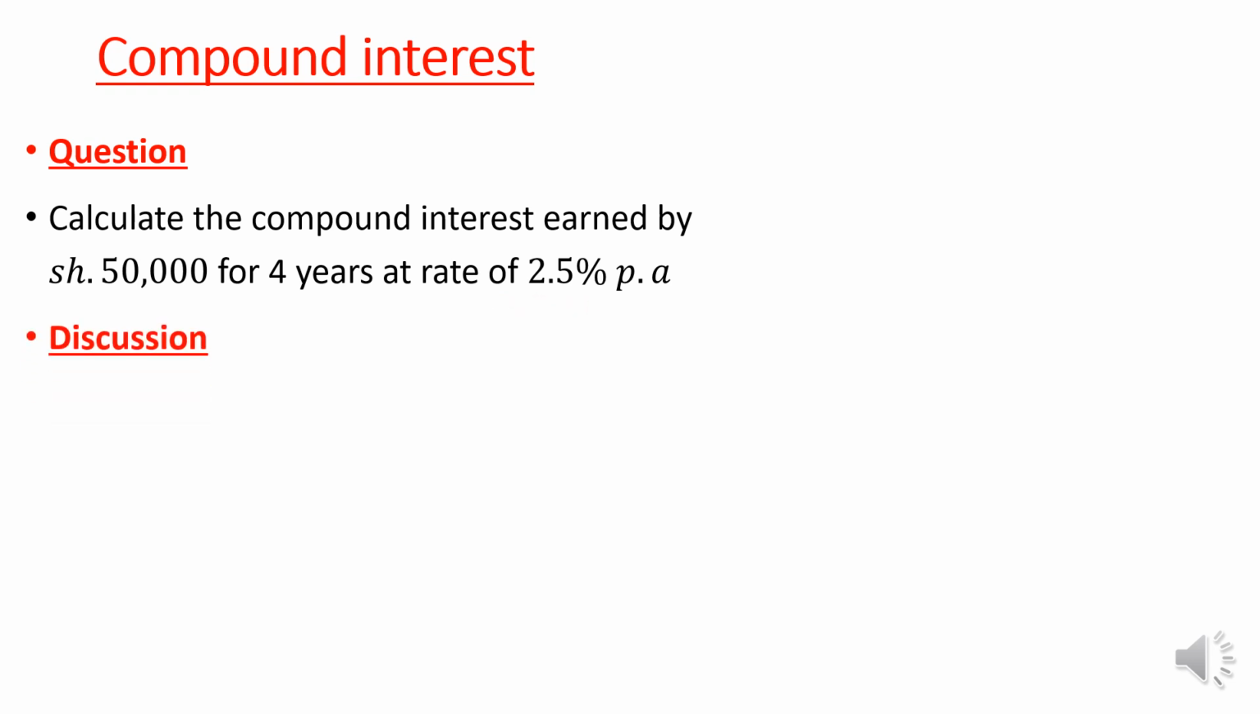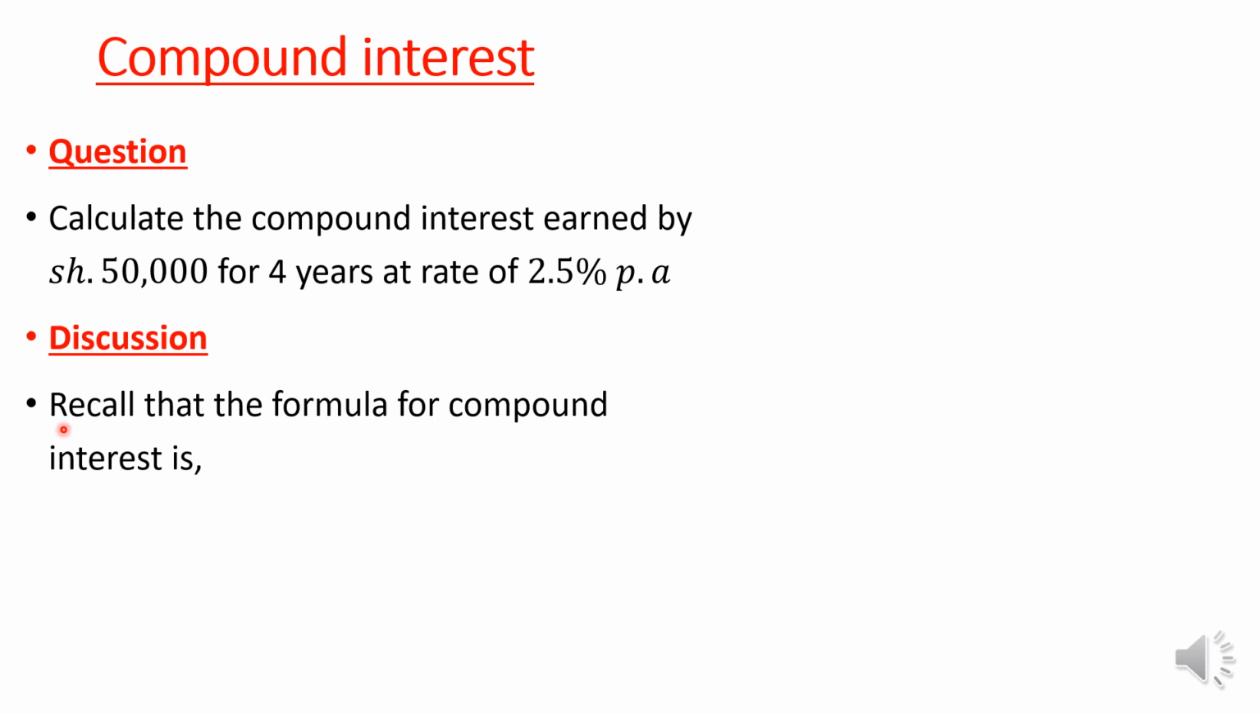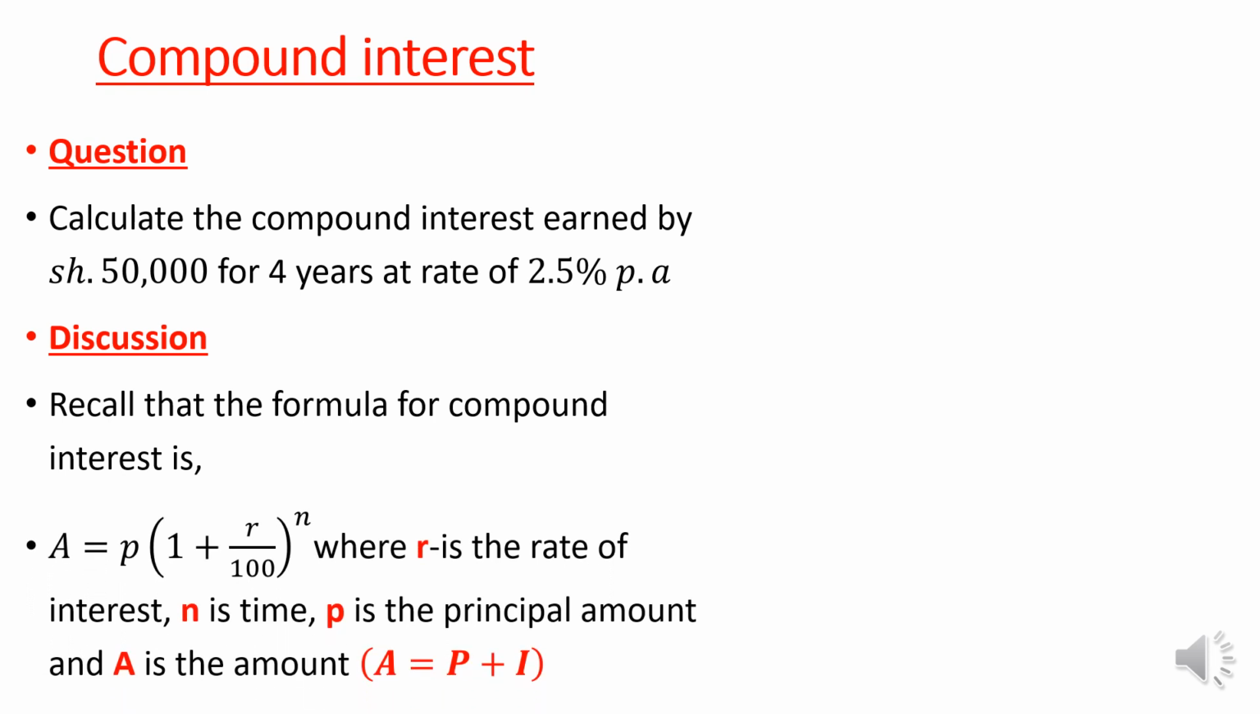To proceed with this one, I've first of all provided some of the discussion here. If you can recall the formula for compound interest, that formula is provided here, where the amount A is equal to principal P into bracket 1 plus r over 100 raised to n, where r is the rate of interest, n is the time, P is the principal amount, and A is the amount. And to get A, in most cases, A is equal to principal plus the interest, and therefore interest will always be amount minus the principal.